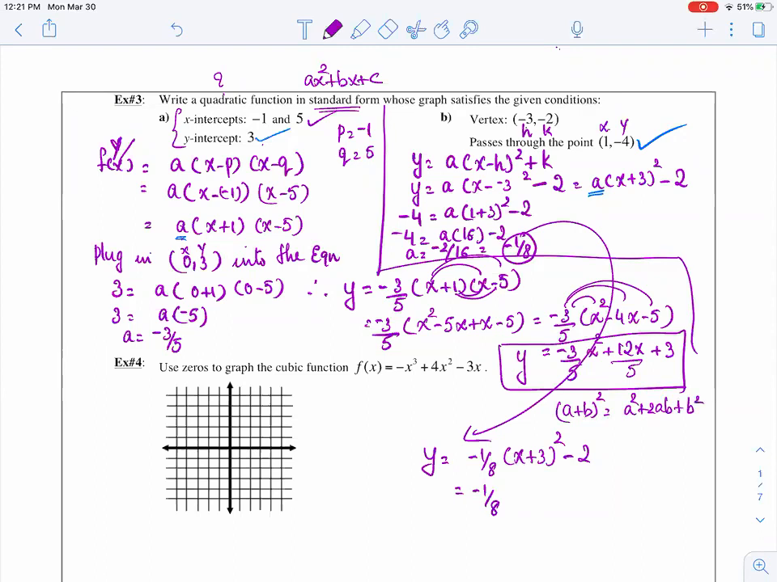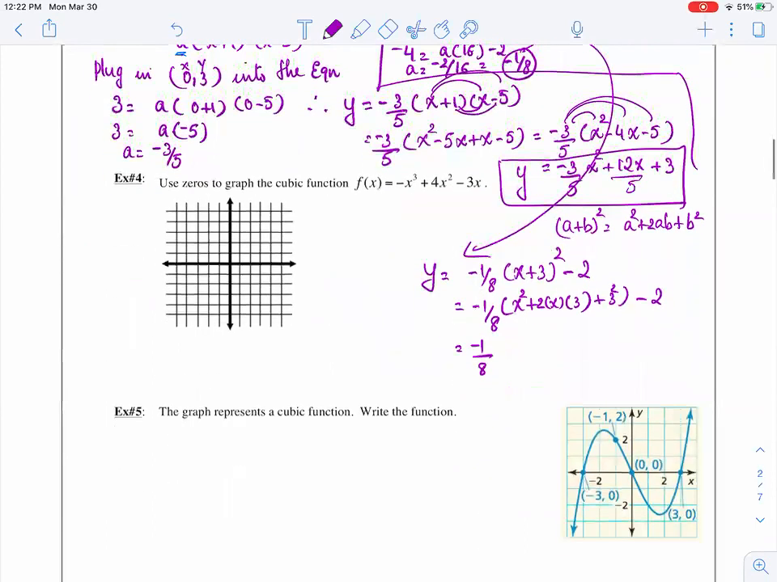So we are going to use this special product formula in this equation. Your a is x and b is 3. So this is going to be x squared plus 2 times x times 3 plus 3 square minus 2, which is -1/8. x squared plus 6x plus 9 minus 2, which is -1/8 x squared plus 6x plus 7. It's not that, I'm sorry.